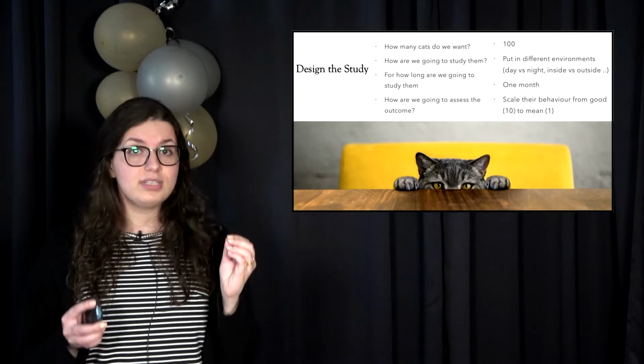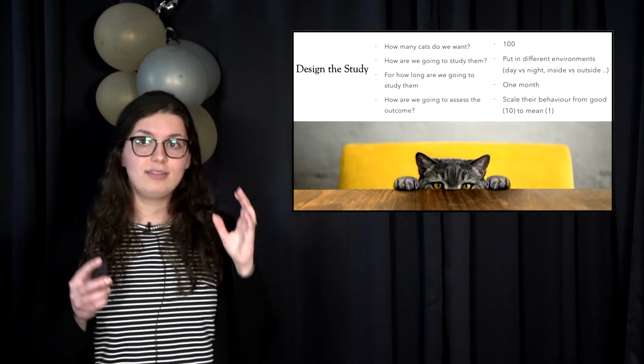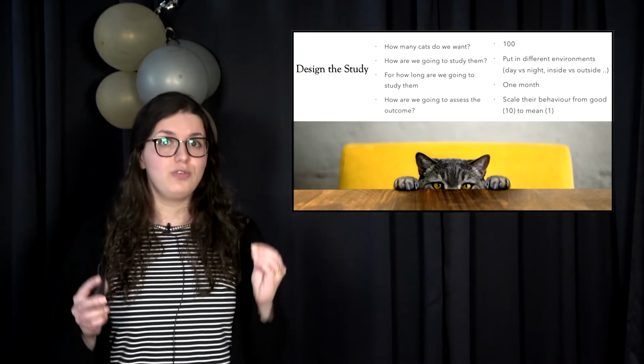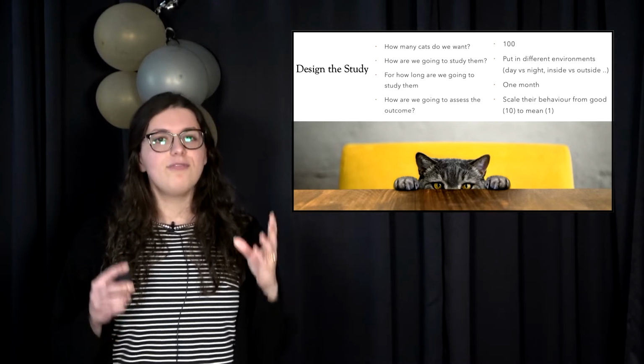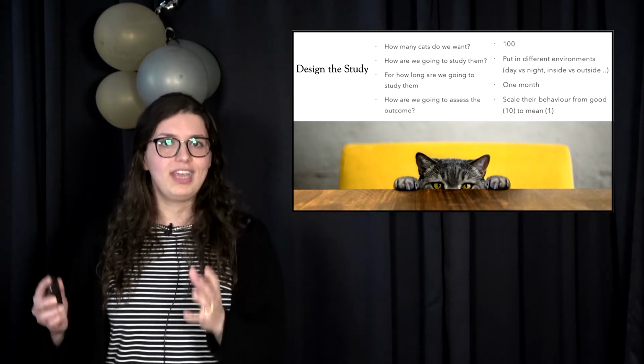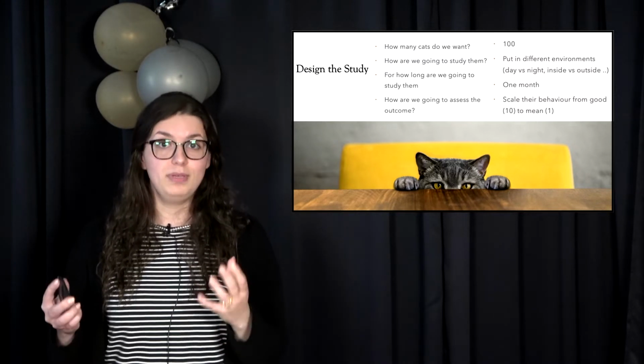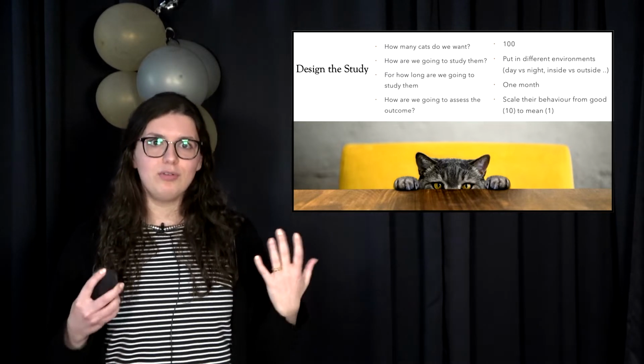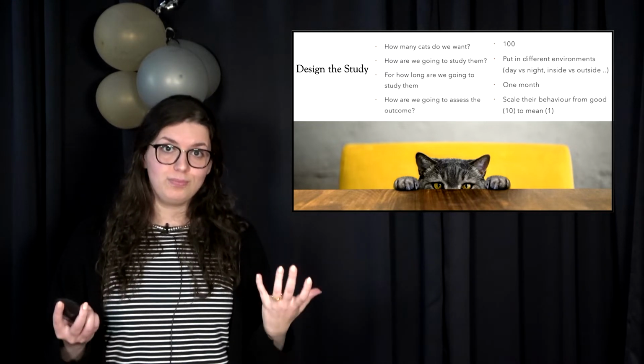So we developed a scale. Let's say we said 10 is good, 1 is mean, and we write a description for each of the scales. So let's say if a cat is sitting around and not doing anything, it is considered an 8, sort of good. And if it's running around and playing, it is good. It's a 10.